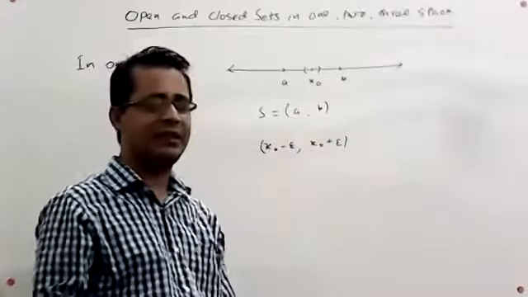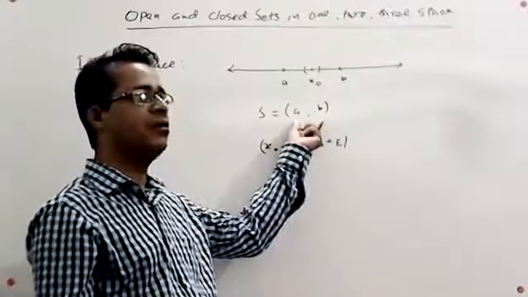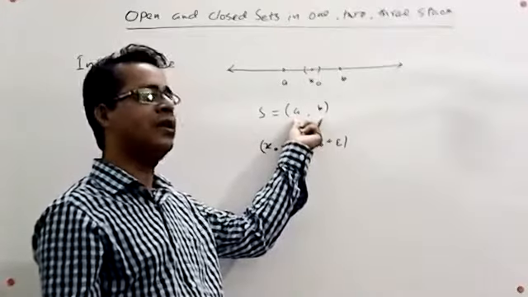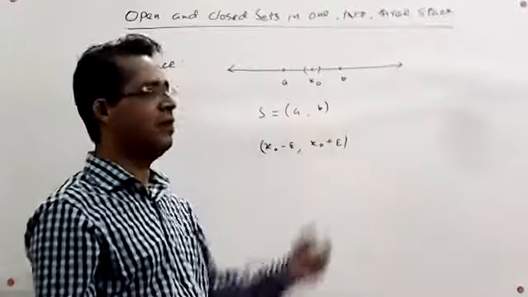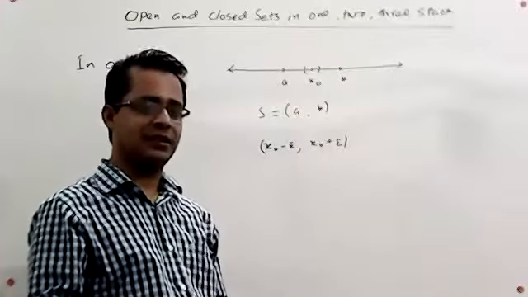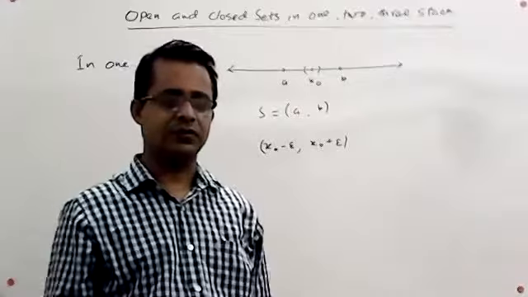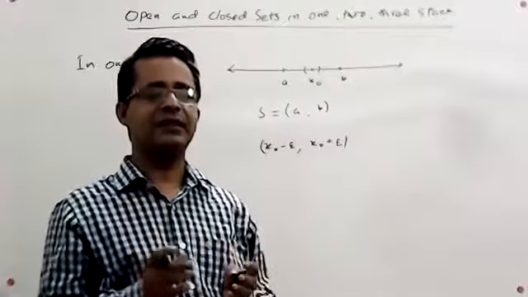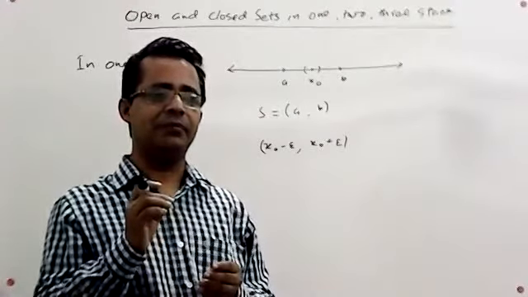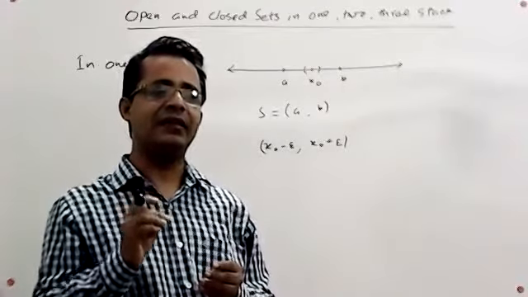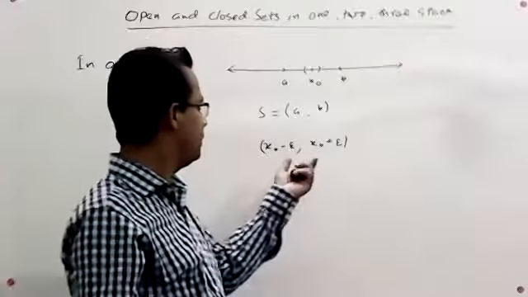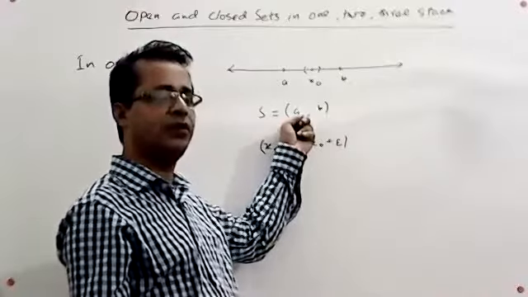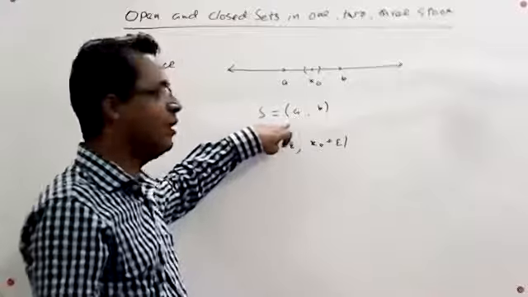That is, we can say that this open interval is the neighborhood of each of its points. That is why this interval is called an open set. In another definition, or in other words, we know that a set is said to be open if every point of this set is an interior point of this set. So here also we see that every point of this open interval is an interior point of this set. That is why this set is called an open set.